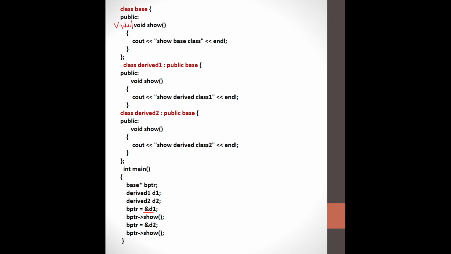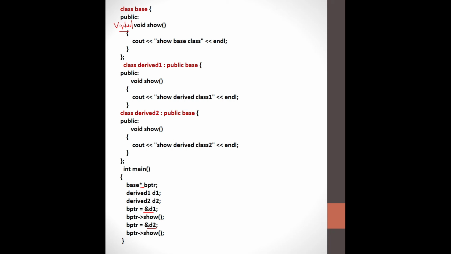And in the next case, if you see bptr equals ampersand d2, I'm telling it to go to the derived class 2. Now I'm telling it to go to the show function. Again, it checks where it is pointing to. It is pointing to the base class. So it automatically goes to the base class. It sees the virtual keyword and it sees where it is pointing to. It is now at D2. So it automatically comes to void show of derived 2 and my output would be show derived class 2. So the output in this program would be show derived class 1, show derived class 2 when I use a keyword which is called virtual in the base class.